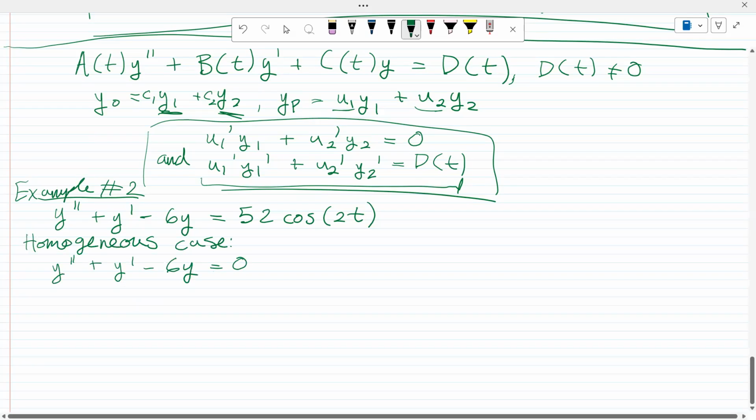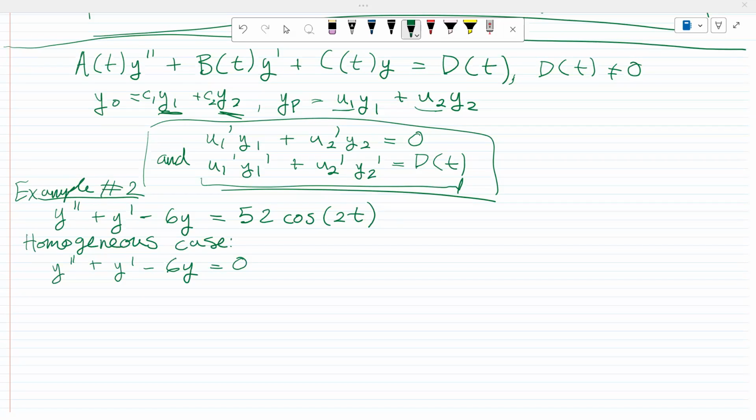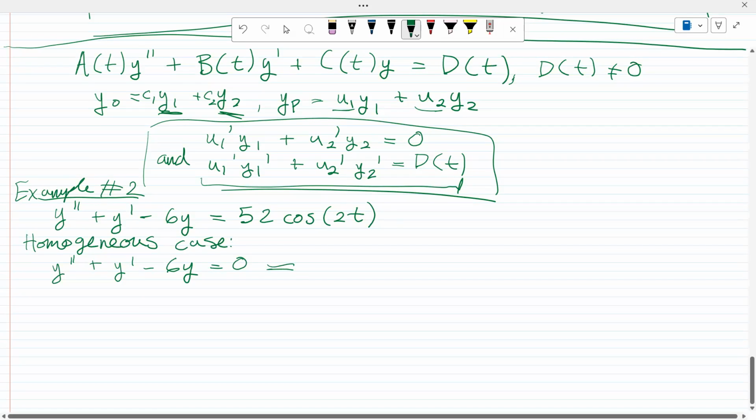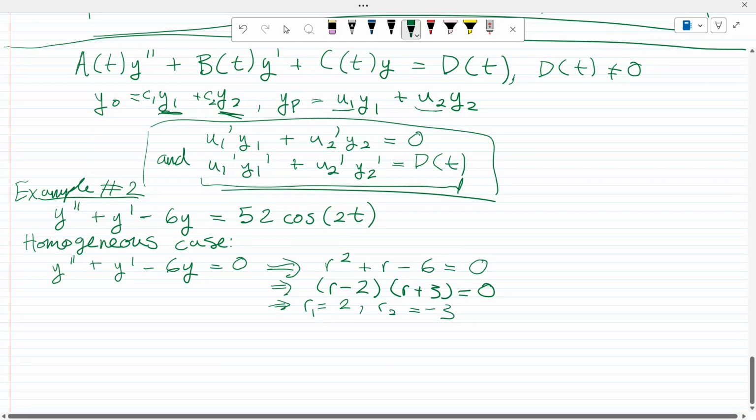So, as aforementioned, in this case, we can assume that y will be some sort of exponential function. So we need to solve this indicial equation right here. r squared plus r minus 6 is equal to 0. Okay. Then we can factor it out. So we get r minus 2 times r plus 3 is equal to 0. Okay. Then we get r1 is equal to 2. And we can also get that r2 is equal to negative 3.